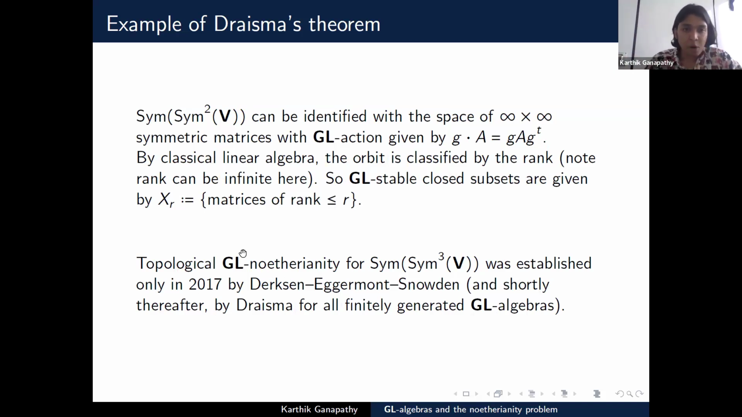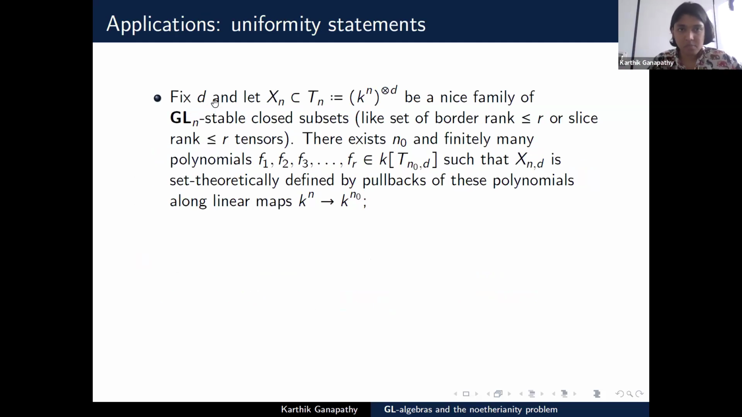But the topological GL-noetherianity for Sym^3 of V, the spectrum of it, was only established in 2017 by Draisma, Eggermont, and Snowden. And it's a very subtle argument. And shortly thereafter, Draisma proved it for all finitely generated GL algebras. So Draisma really proved a very powerful result, and there are many, many applications of this. So let me give a few of those.